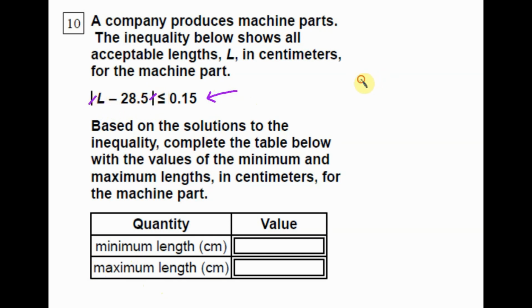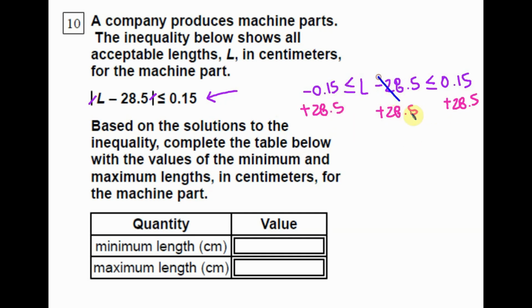I have to rewrite the form: L minus 28.5 is less than 0.15. However, this is also in the range of when you have negative 0.15. Since I'm solving for the length, I want to get rid of this negative 28.5 by adding 28.5 on each term. If I do so, these two will be gone, so all I get is L by itself. Now, when you're adding 0.15 with 28.5, I will get 28.65.